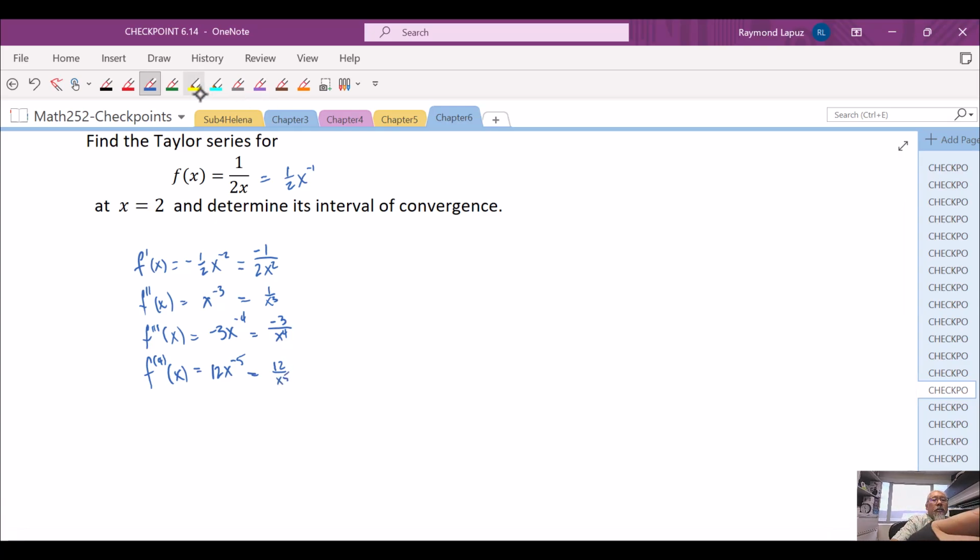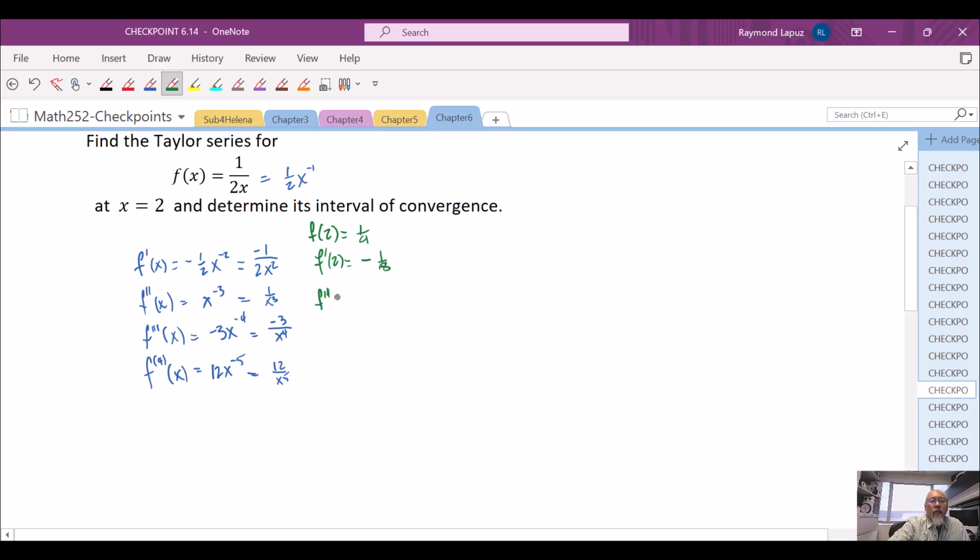So now let's work on putting in our values. This is going to be an a, or center point, at 2. f of 2 is going to be, let's put 2 in here. So this is 1 over 2 times 2, that's 1/4. f prime of 2 is going to be negative, this is 2 squared, so that's 1 over 2 times 4, that's negative 1/8.